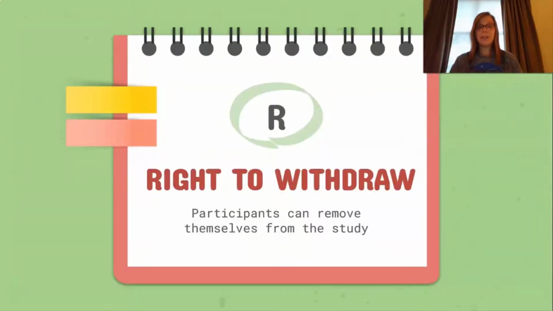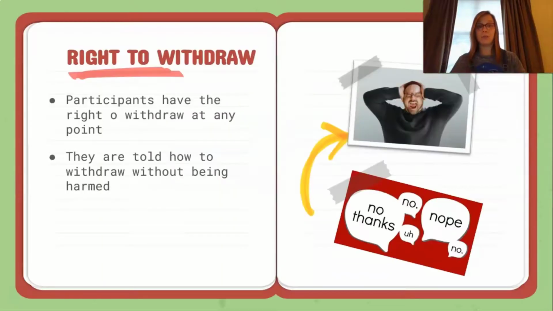All right, our R stands for right to withdrawal, and this is the idea that participants should be able to remove themselves from the study if they choose. So basically, they have the right to withdraw at any point during the experiment, and they are also told how to do that and how to do that without being harmed. So how to do that safely, because it depends on the conditions of the experiment. There might be times where there has to be something put in place where they can do that safely when they feel the need to withdraw. Sometimes it's really not that high pressure of a situation, but they have the right to drop out at any point. They cannot be forced to stay in the study.